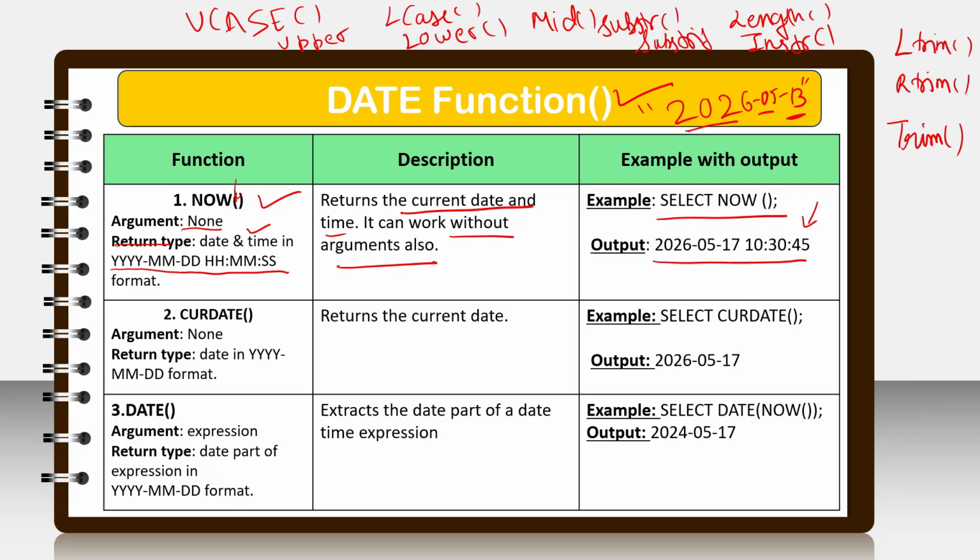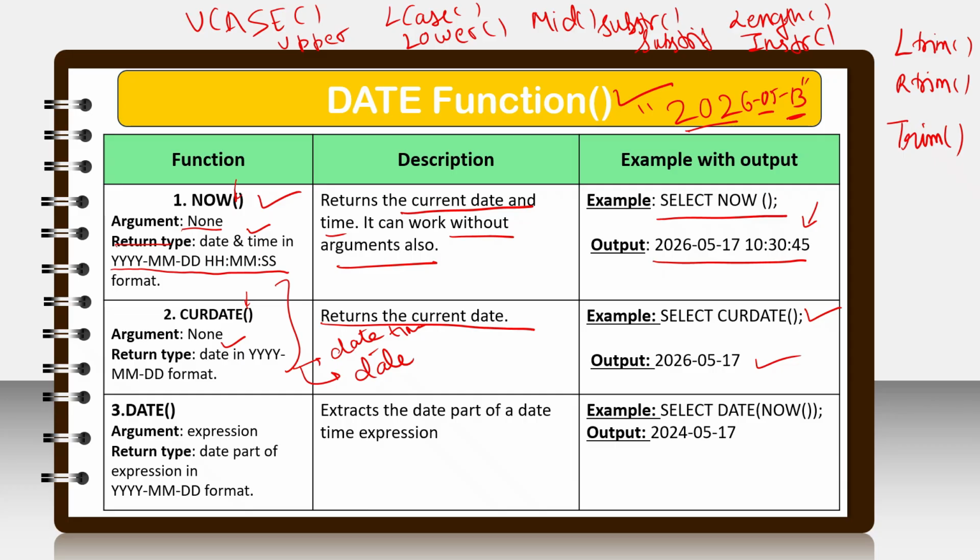Then CURDATE also does not accept any parameters in the brackets, and it returns just the date part, not the time. That is the difference between NOW and this: NOW returns date and time, and CURDATE only gives the date part. It returns the current date. This is the example and this is the output.